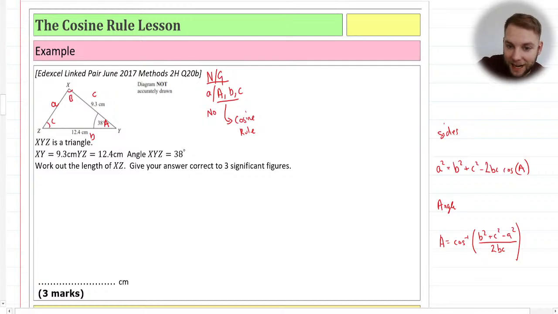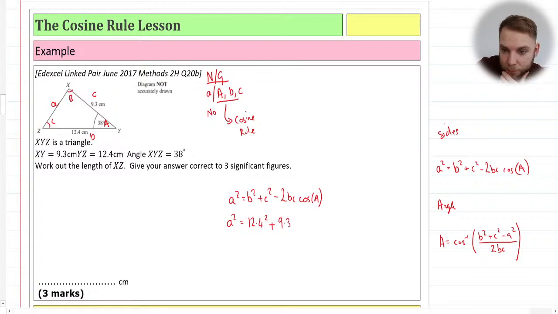Because I'm trying to find my side, I'm using a squared is equal to b squared plus c squared minus 2bc cos of A. So let's sub that in. A squared is equal to b squared, which is 12.4 squared, plus c squared, which is 9.3 squared, minus 2 times 12.4 times 9.3 cos of A, which is 38 there, like so.